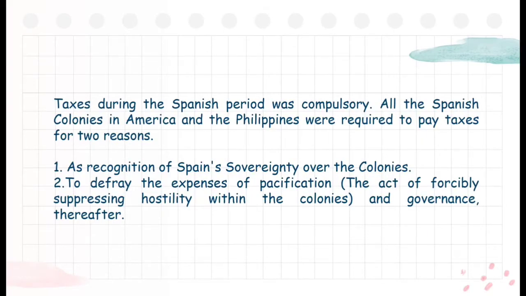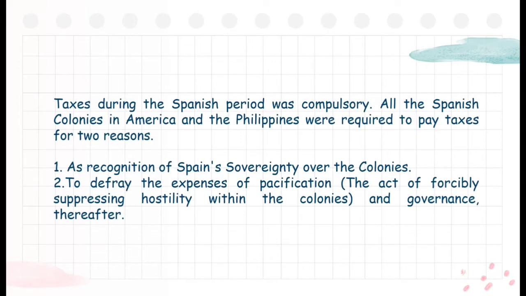Taxes during the Spanish period were compulsory. All the Spanish colonies in America and the Philippines were required to pay taxes for two reasons. First, as the recognition of Spain's sovereignty over colonies, meaning the suppression of the Spaniards as they built their colony in the Philippines was somewhat like an audacious superiority towards our land.